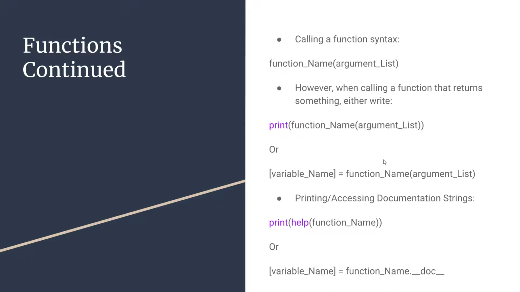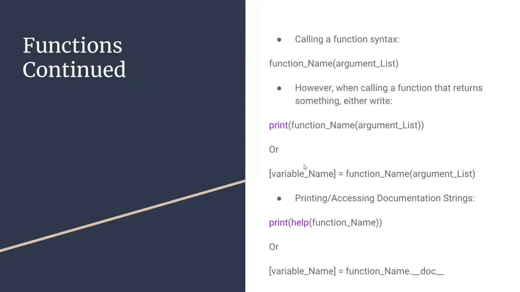And then when you're calling a function, what you're going to look to do is write the function name and then some parentheses and then the argument list. And you're going to have to call it below wherever you've defined it in your specific module, obviously, because you need to know what it does before you can call it. So defining it comes first. And then when you're calling a function that returns something, you're probably going to want to either print it, so print function name argument list, basically the same thing except you're doing it in a print statement, or you could store that in a different variable.